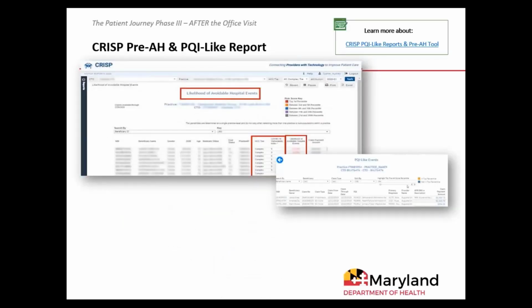And then this is one of my favorite things as well here. It's the pre-AH tool and the PQI-like report. Yes, you have a lot of algorithm risk stratification tools there. You have many of them. There's some of them already configured in your EMR. But the beautiful thing about the CRISP risk stratification tools is that they try to make it very provider friendly. They make it more targeted towards what you need to know to get the work done.